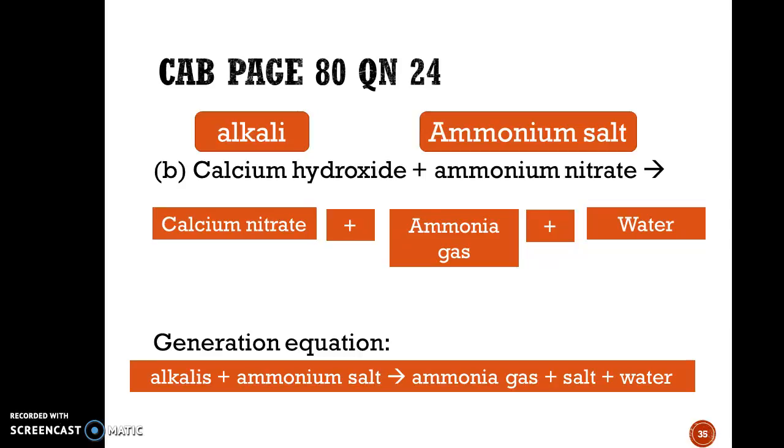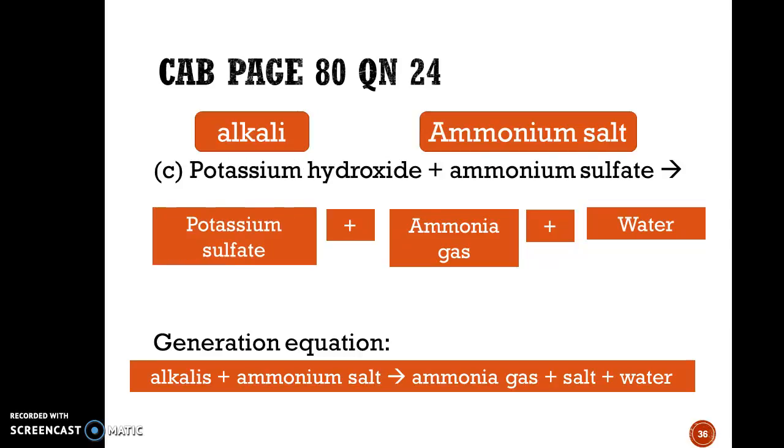Now I'll go through the next part, which is part C. Potassium hydroxide plus ammonium sulfate. As you can see, you have to name which one is the alkaline and which one is the ammonium salt. The alkaline always has hydroxide. So potassium hydroxide, potassium is the first part of the salt. Ammonium sulfate, the sulfate will come in the second part. So this reaction will give you potassium sulfate, ammonia gas, and water. Copy this down and take note of it.